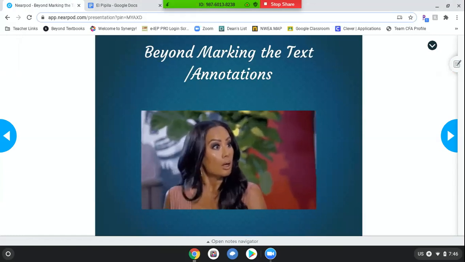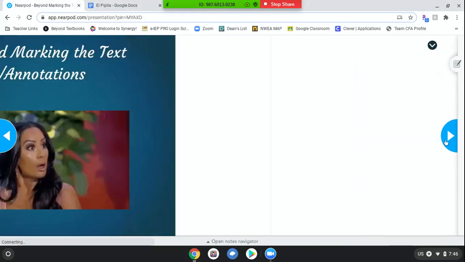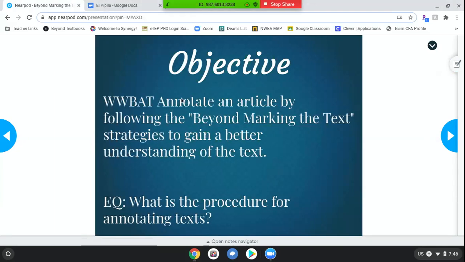So the first slide is obviously just a little GIF and lets you know what we're doing, beyond marking the text and annotations. The next slide is our objective, which is that warriors will be able to annotate an article by following the beyond marking of the text strategy to gain a better understanding of the text. And our essential question is, what is the procedure for annotating text?